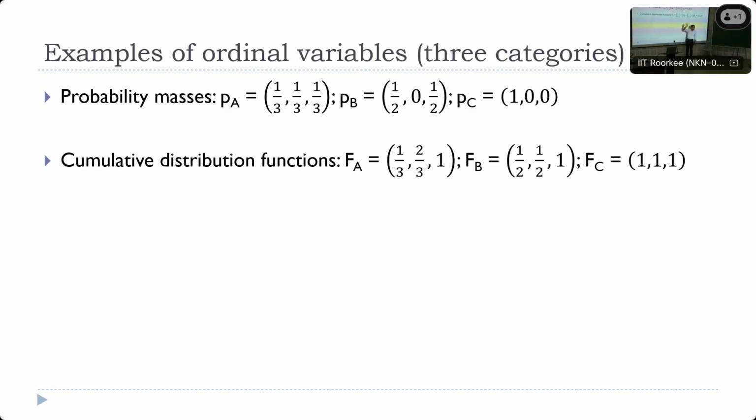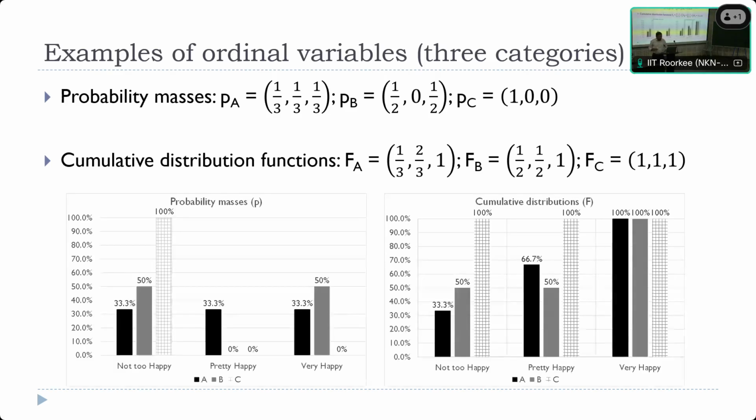Yes or no? Similarly, for society B, the cumulative distribution looks like half, half plus 0, and again half plus half, 1. For the third one, everybody is in the bottom category. Whether you ask what fraction of the population is in the bottom category, the bottom two categories, or the bottom three categories, it's 100% each time. So the cumulative distribution is 1, 1, and 1. Okay, clear? Now, if you draw the picture, this is how they look.